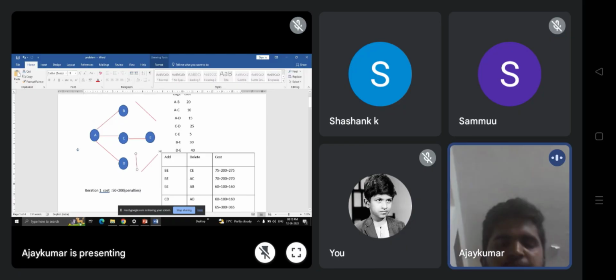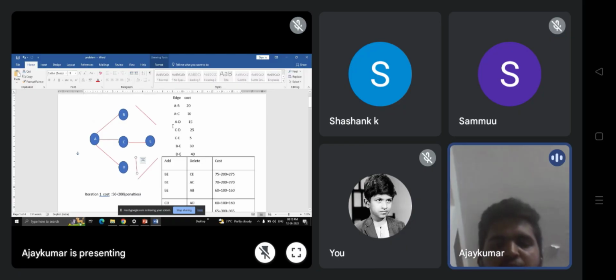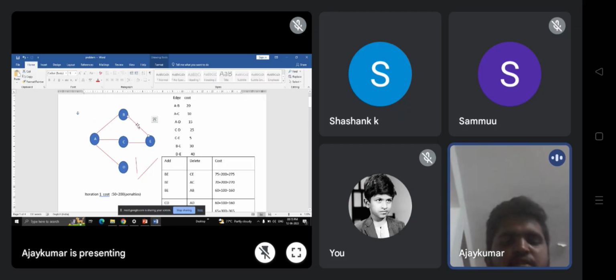We need to create the candidate solutions or neighborhood solutions by adding or deleting edges. First, there are three edges that could be added and deleted. If we add DE, it creates a cycle. It violates the constraint of the minimum spanning tree. So we need to delete one of the edges AB, AC, or CE. First, we try to remove the edge CE.